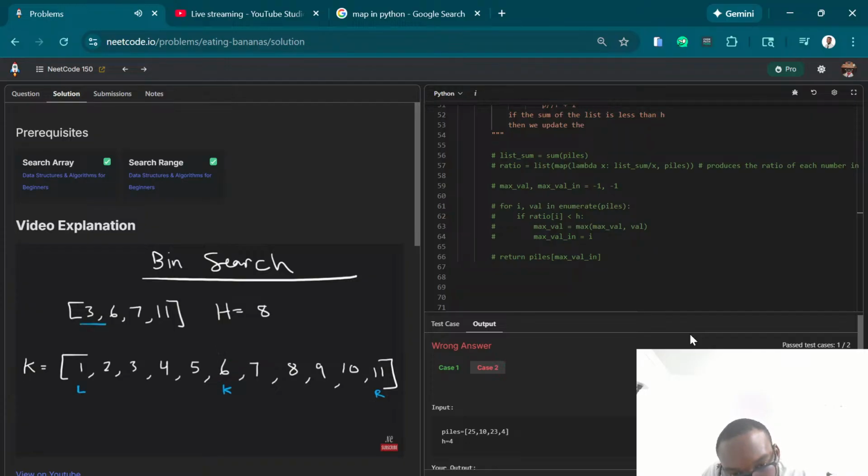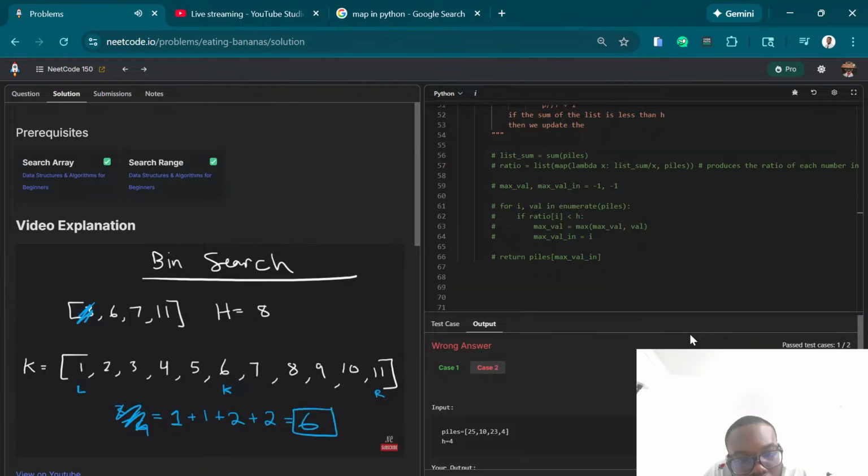Does this work? Can we eat all these bananas with a rate of 6 bananas per hour in less than or equal to 8 hours? Well, how many hours does the first pile take? 3 bananas divided by the rate, which is 6, is going to round up to 1. That means it took us 1 hour to eat the first pile. The second pile, 6 divided by 6, is also going to take 1 hour. So let's just count the number of hours. The third pile, 7 divided by 6, is going to round up to 2. So that's going to take 2 hours. The next pile, 11 divided by 6, is going to also round up to 2. That means 2 hours. So we just did this in 6 hours, right?